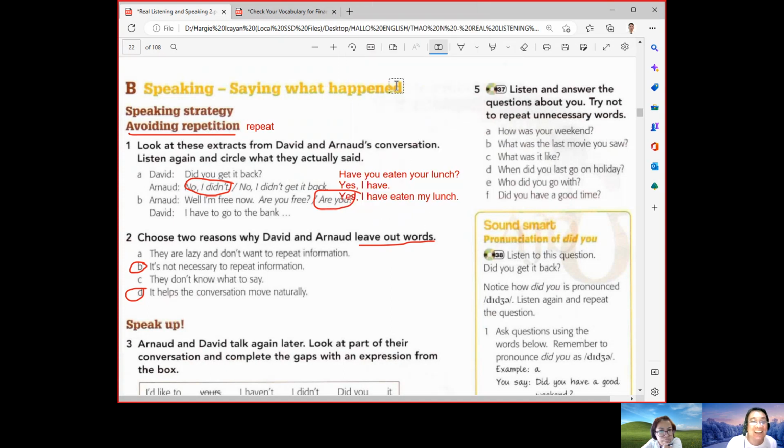So again, this one is repetition. Okay? So we do not repeat the information because the information is there already. So what is the best thing to do is this one. Yes, I have. Okay? So no need to say, I have eaten my lunch. Okay, so that would be it.